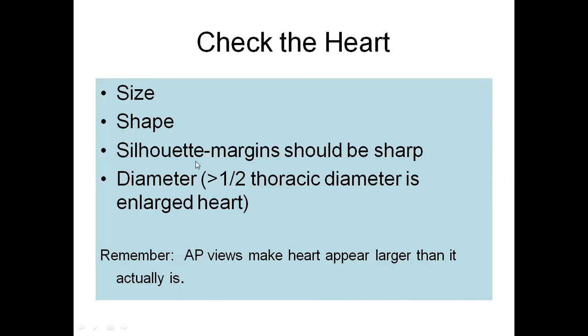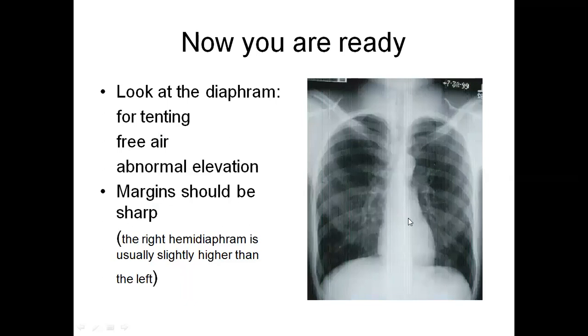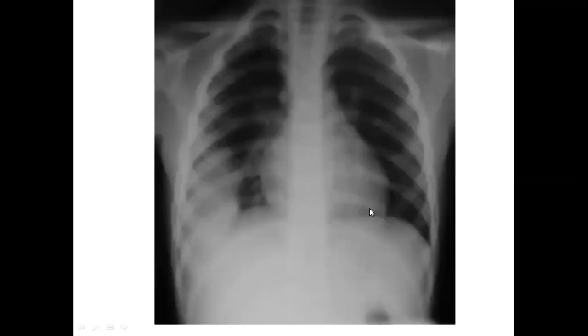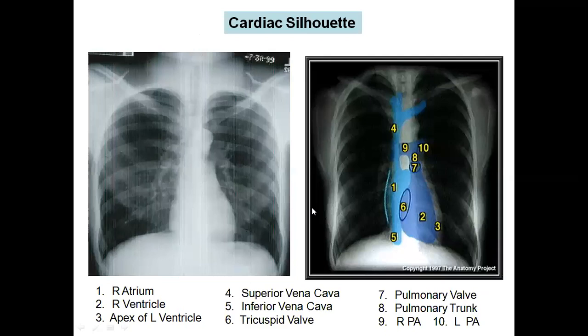Then we have to check the heart. We should check the size, shape, and whether there is any abnormality in the borders, which are called Shilto margins, if they are deranged or not sharp. You have to check the diameter, which should not be greater than half the thoracic diameter. In an enlarged heart, it is more. Remember, AP views make the heart appear larger than it actually is. This is the PA view, which appears so good, whereas in this AP view the heart looks a little larger than normal.